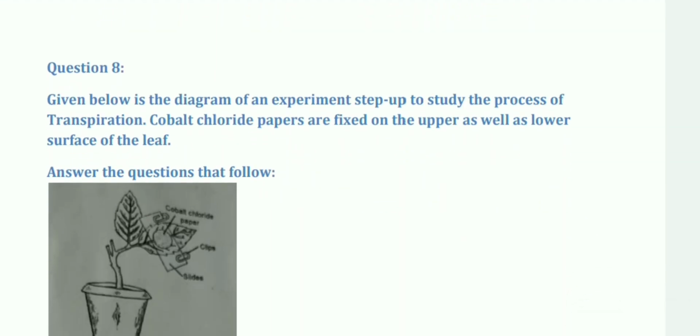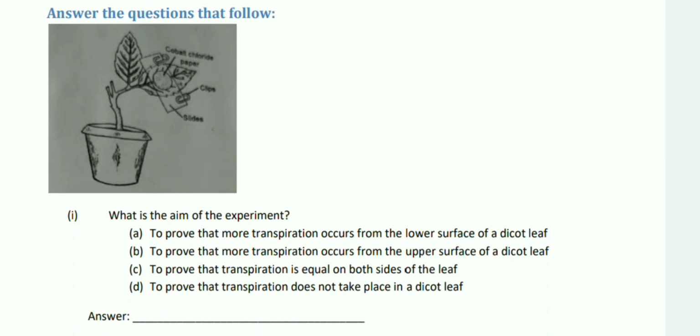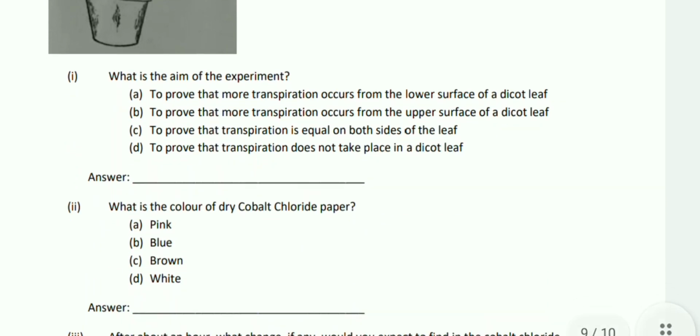Now, we have another diagram question. Question 8. Given below is the diagram of an experiment set up to study the process of transpiration. Cobalt chloride papers are fixed on the upper as well as on the lower surface of the leaf, and now we have to answer the following questions. Okay, what is the first question? What is the aim of the experiment? Well, the aim of the experiment is to prove that more transpiration occurs from the lower surface of a dicot leaf. That is option A.